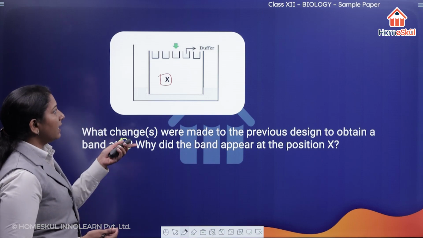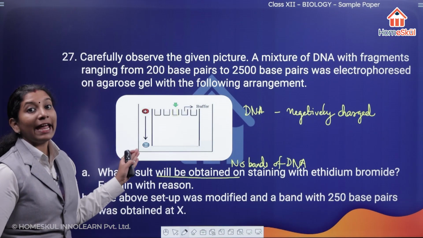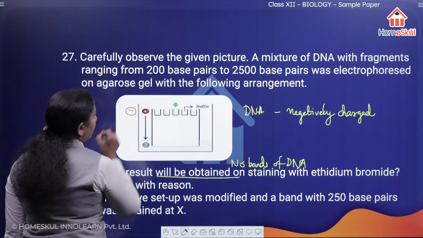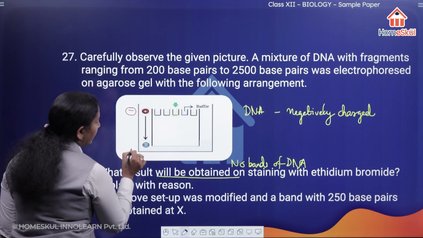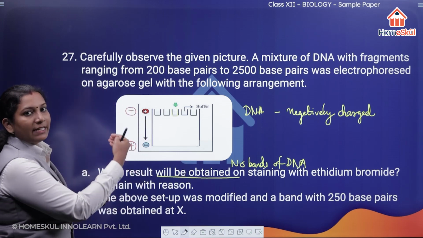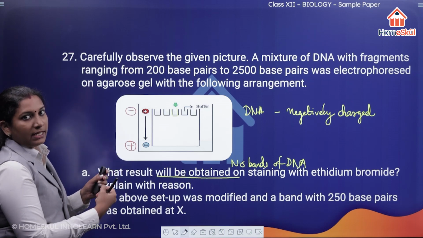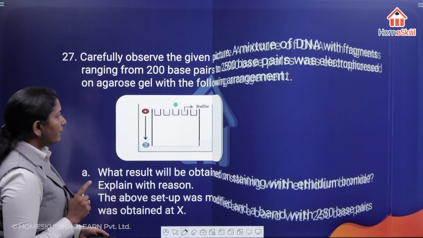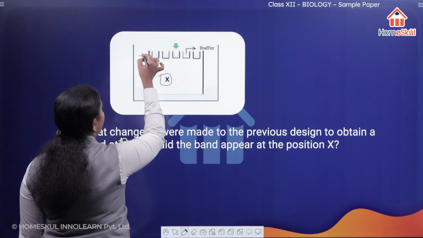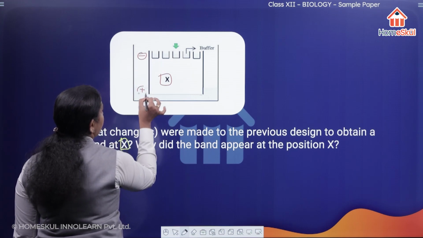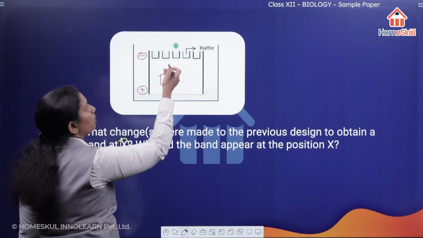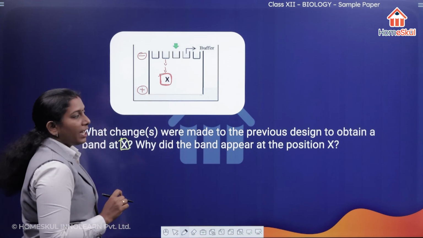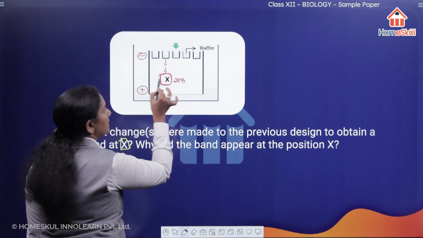You have to change the positive and the negative terminal ends of the setup. You have to interchange these terminals. Here you can see the negative terminal and here the positive terminal. So this electrode should be interchanged. That is the change that we have to make here. After we have made that change, here you can see the negative end and this is the positive end, then the DNA will start to move from these wells. They are moving and we obtain a band of 250 base pairs at this X point.